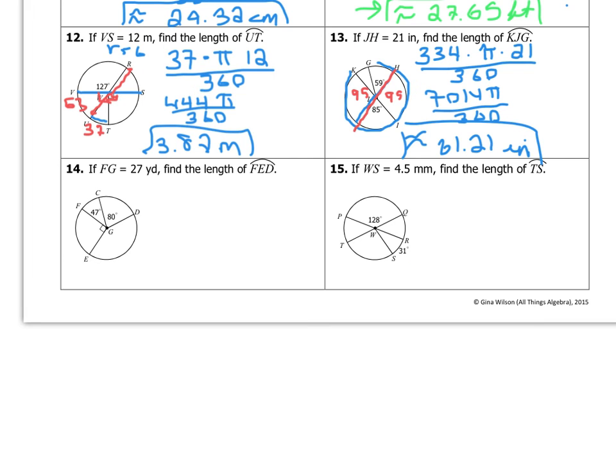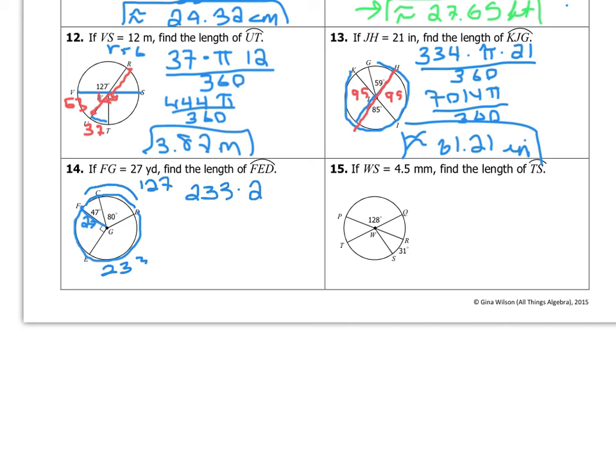All right, moving on. Okay, so let's see, what information do we have first? We know that FG is going to be 27. So we've got our radius. So we need to find the length of FED. Okay, so I think what I will do is say 360 minus these two. So 80 plus 47 is 127. So these two right here are 127. So I'm going to go 360 minus 127, and I get 233.